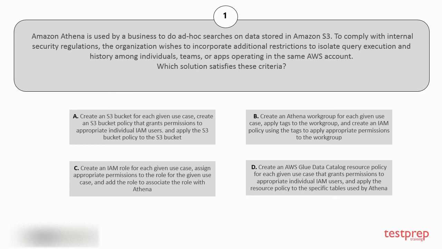C. Create an IAM role for each given use case, assign appropriate permissions to the role for the given use case, and add the role to associate the role with Athena. D. Create an AWS Glue Data Catalog resource policy for each given use case that grants permissions to appropriate individual IAM users, and apply the resource policy to the specific tables used by Athena. The correct answer is option C.